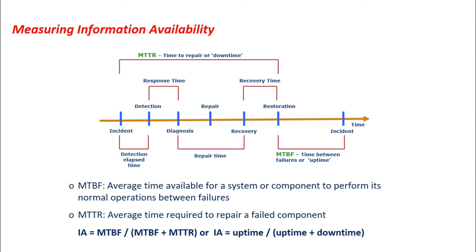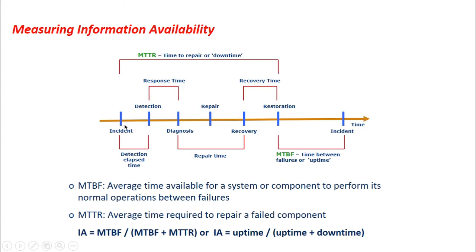So mean time between failures is the average time available for a system or a component to perform its normal operation between the failures, whereas mean time to repair is the average time that is required to repair a failed component. As we can see in this diagram, it shows a sequence of events over time. Initially an incident occurs where we have detected some failure in the system.